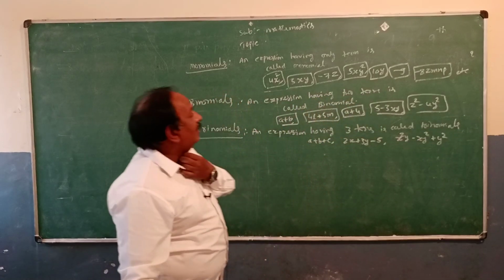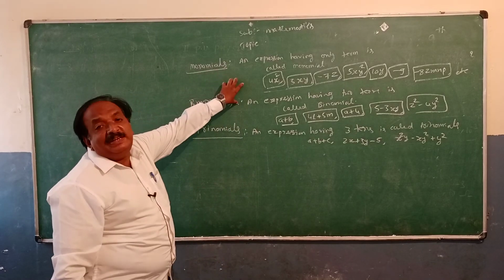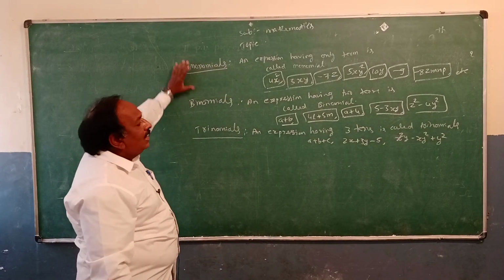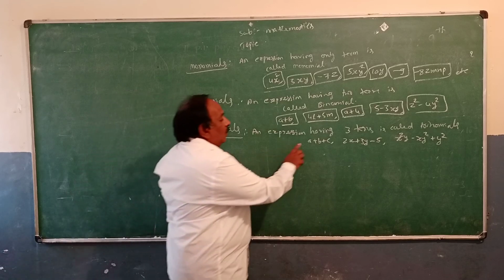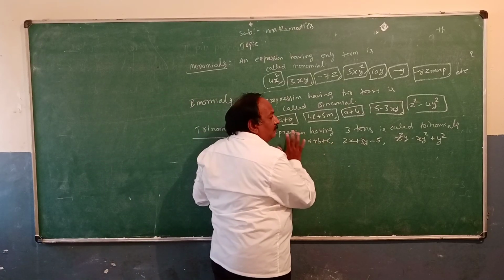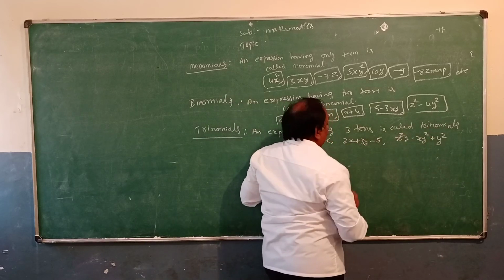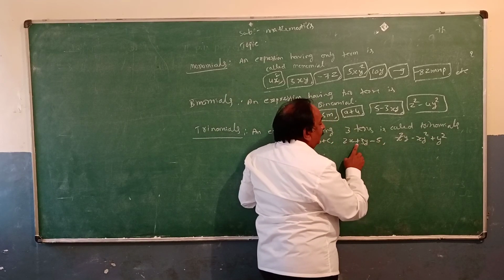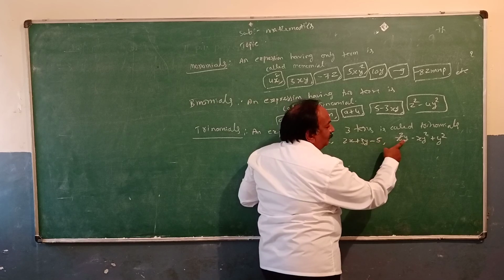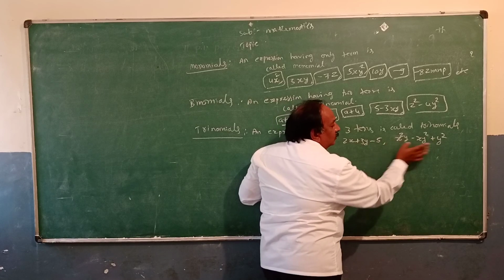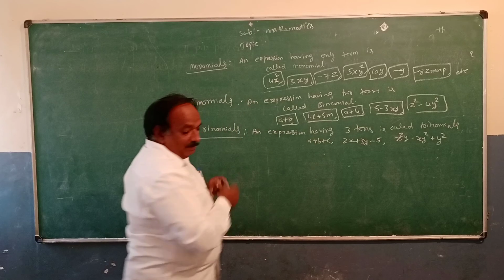Listen here, students, we have to distinguish between these two. This is a monomial, this is a binomial. Observe it: 1, 2, 3. How many terms? 3 terms. An expression having 3 terms is called trinomial. Between them plus, minus, plus, minus, plus. So this is called trinomial.